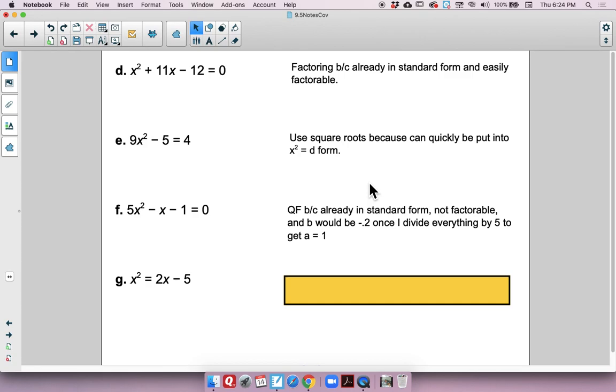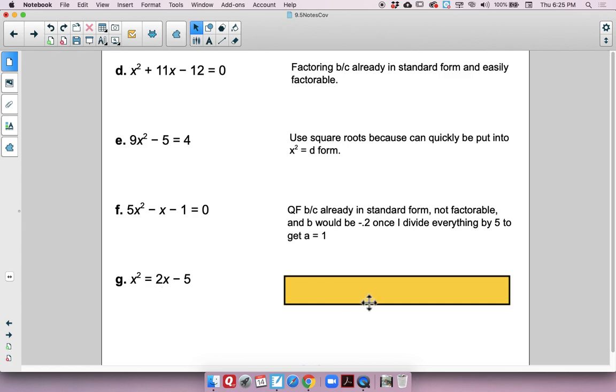Probably want to use the quadratic formula. It's already in standard form. Hopefully you saw pretty quickly it's not factorable. And if we divided everything by 5, our b is going to become a fraction. It's going to become negative 0.2 or negative 1/5. And that's just going to get wonky. Could it be done using completing the square? Of course it could be, but probably not the best way.